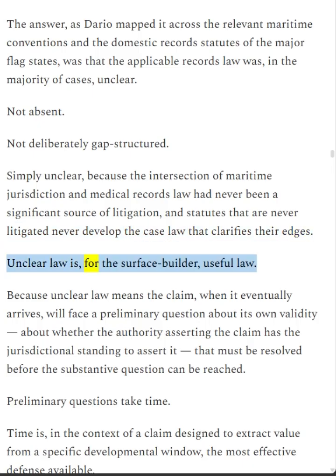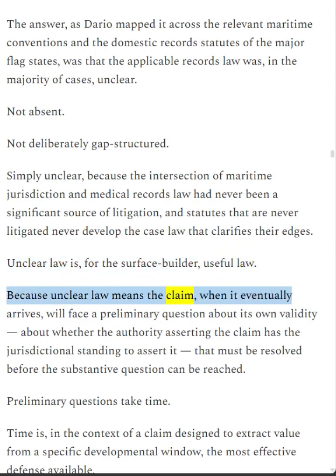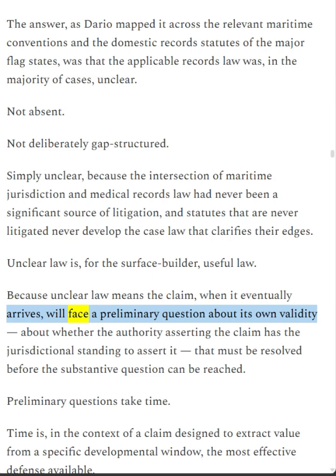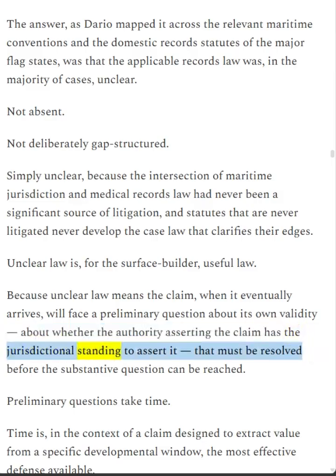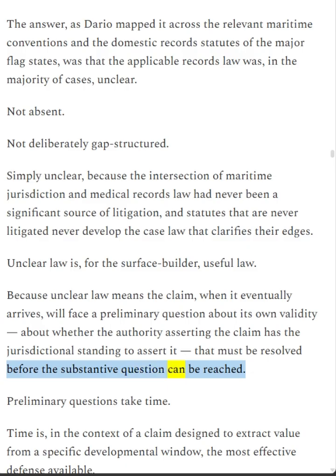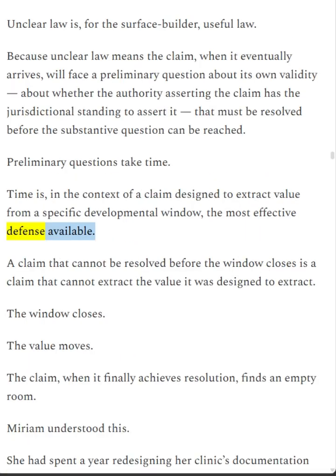Unclear law is, for the surface builder, useful law. Because unclear law means the claim, when it eventually arrives, will face a preliminary question about its own validity, about whether the authority asserting the claim has the jurisdictional standing to assert it, that must be resolved before the substantive question can be reached. Preliminary questions take time. Time is, in the context of a claim designed to extract value from a specific developmental window, the most effective defense available.